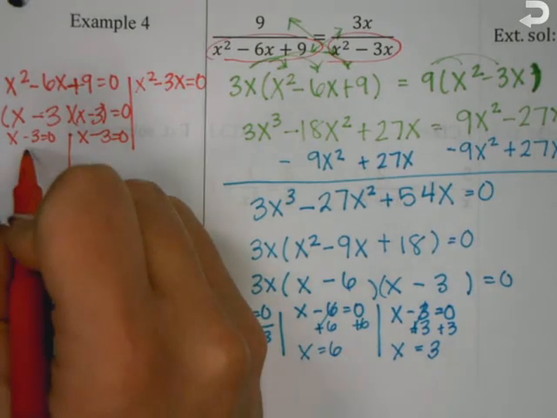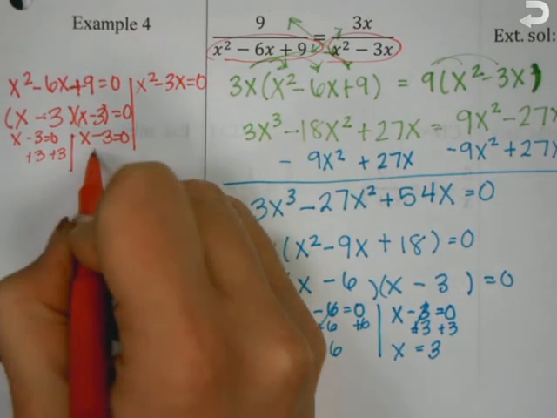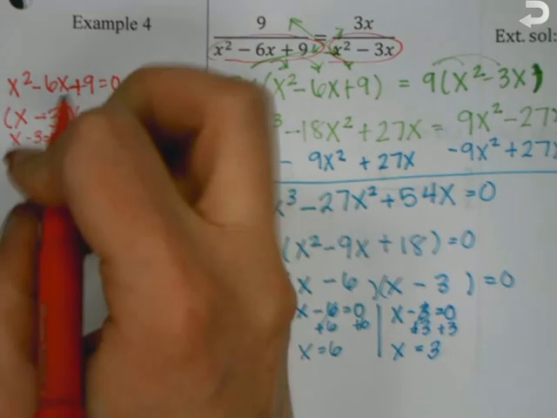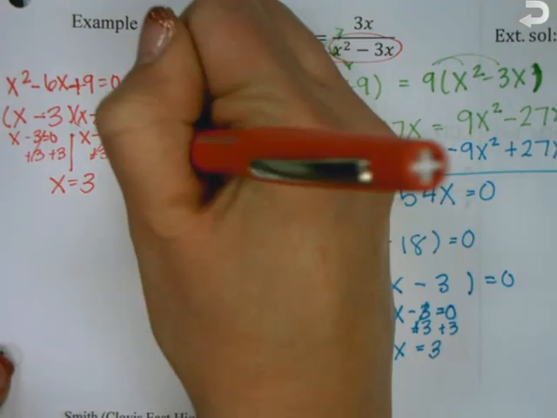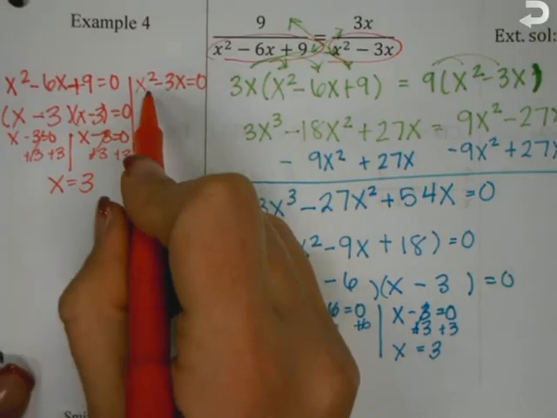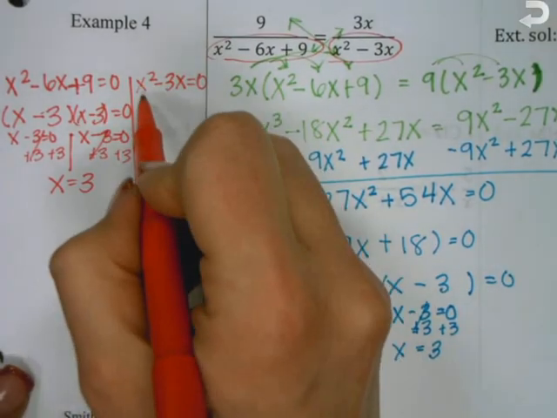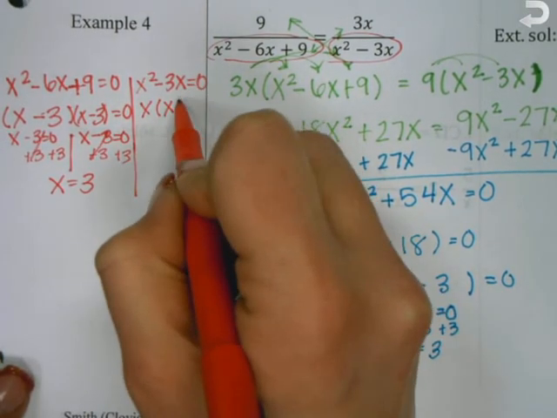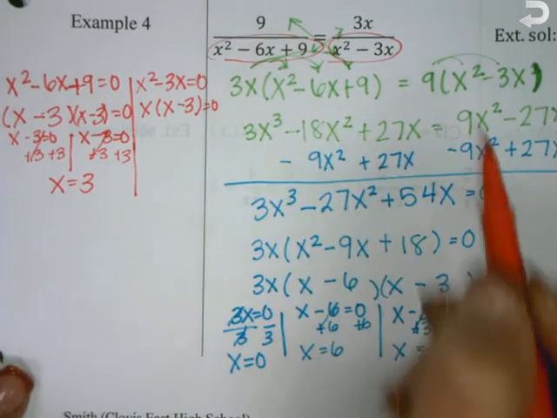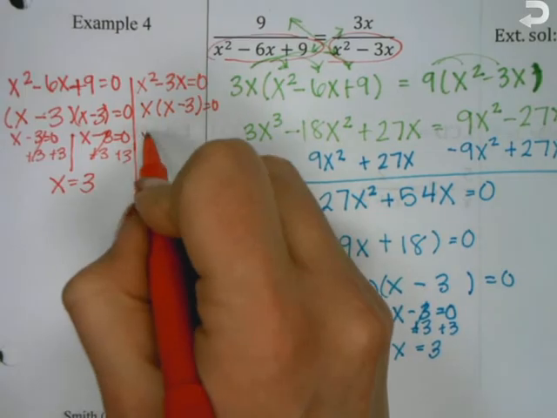And for the second one, what can I do? GCF, I factor out an x. So we get x equals 0, and x minus 3 equals 0, so x equals positive 3. So what are my extraneous solutions? x cannot equal 3 or 0.